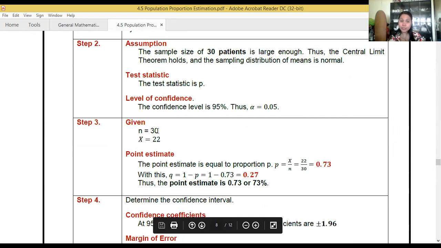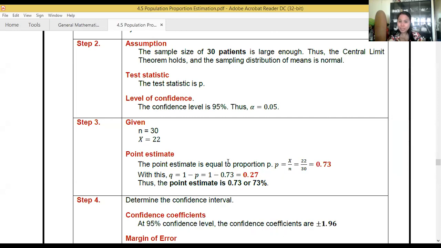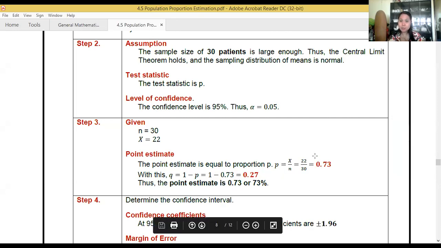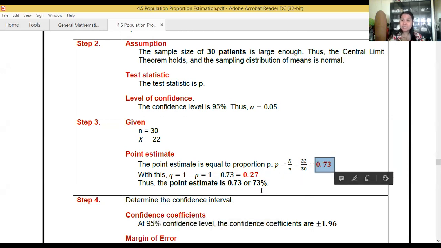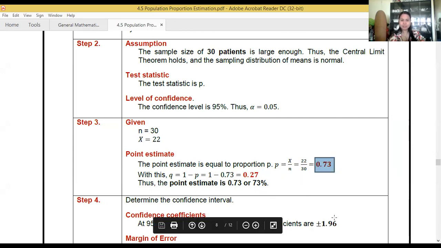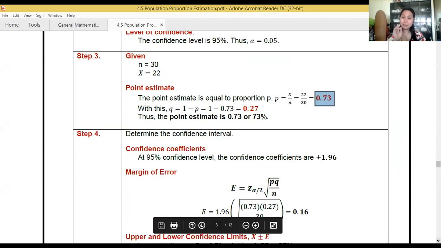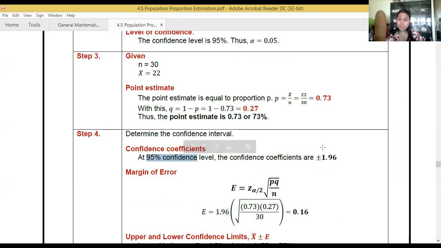Out of 30, 22 were cured. So our point estimate is 0.73, or we say 73%. That should be the confidence interval. Remember, this is large. So for large samples at 95% confidence level, our confidence coefficients are plus and minus 1.96.